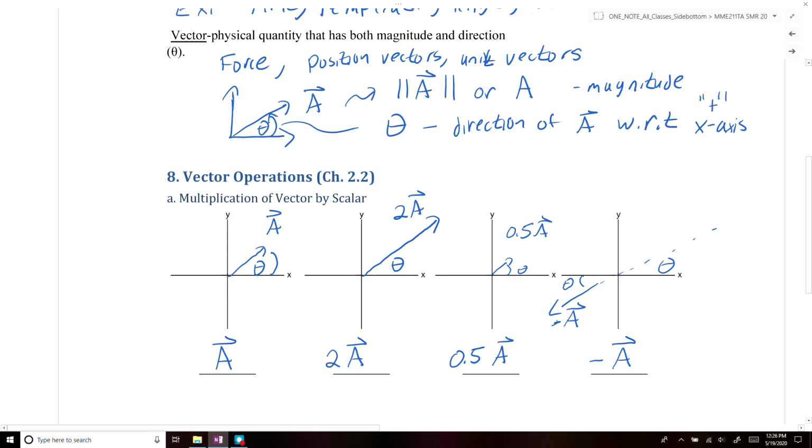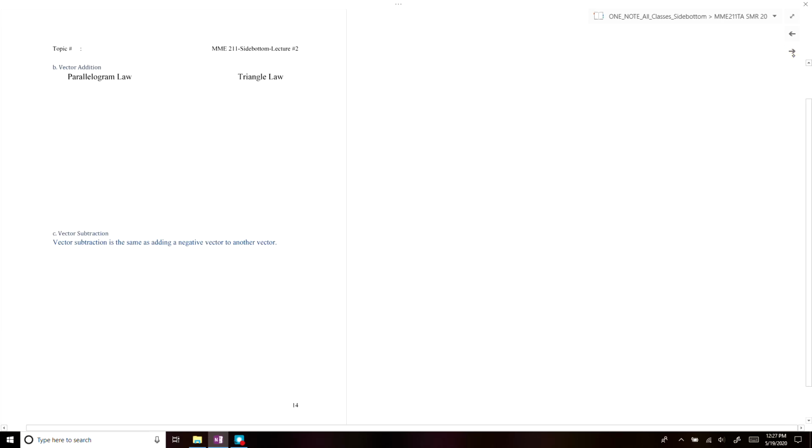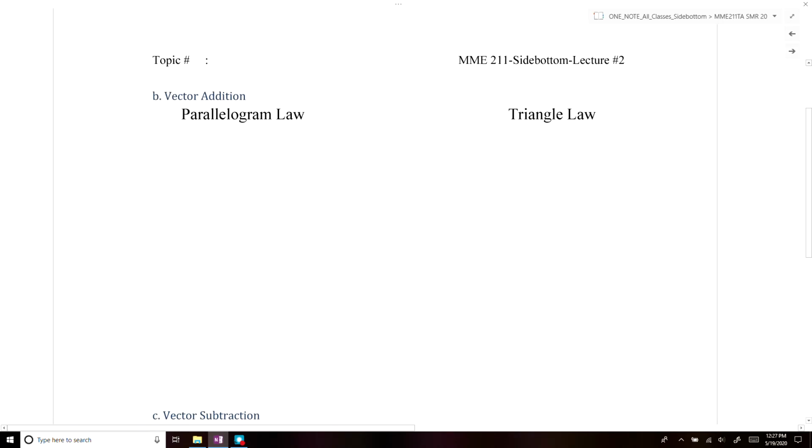Okay. So then, the next operation would be if you need to add two vectors together. We can do this vector addition graphically using two laws. We can use either the parallelogram law or the triangle law. We're going to talk about the parallelogram law first. What the parallelogram law states is that our resultant vector is going to be equal to the addition of vector A plus vector B.